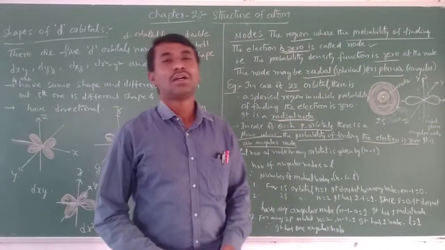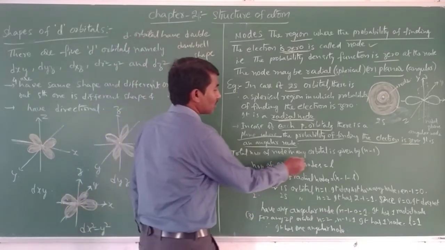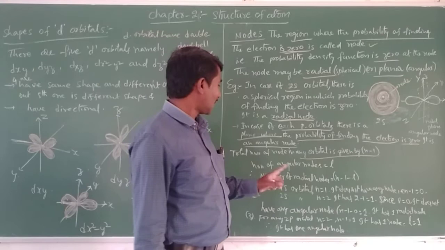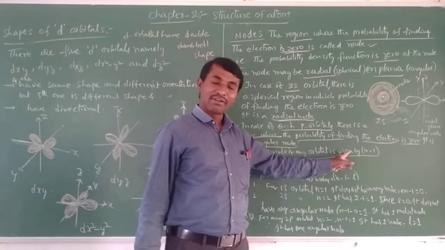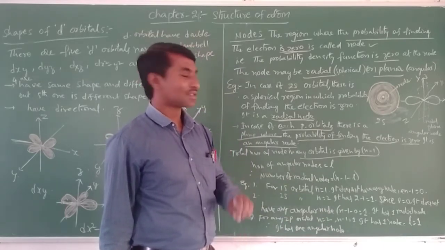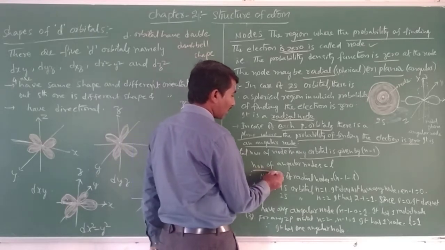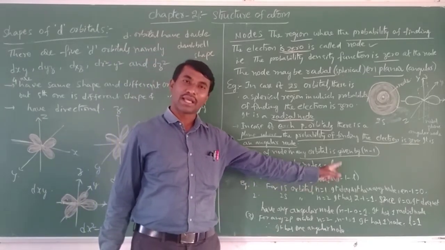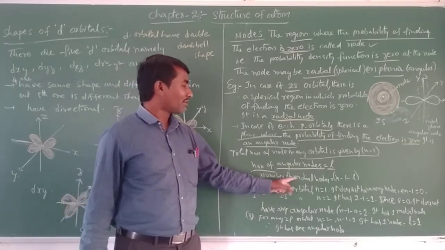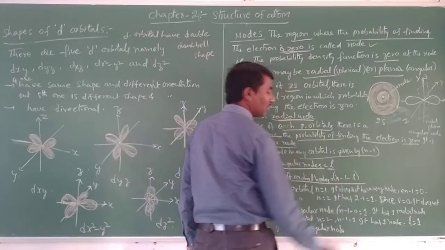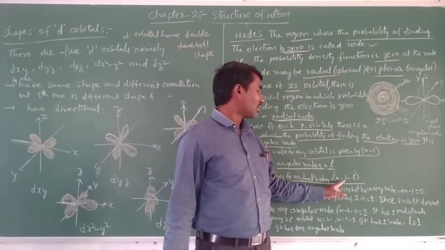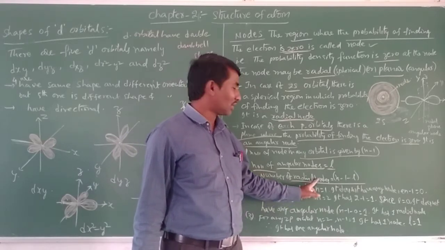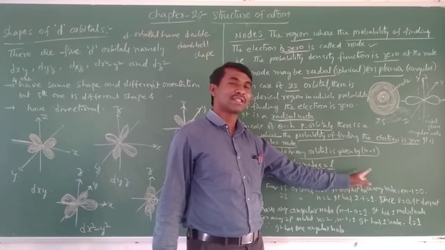So how do we find the angular nodes and the radial nodes? The total number of nodes in any orbital is given by n minus 1. The number of angular nodes is equal to l. Therefore, the number of radial nodes is equal to n minus 1 minus l.